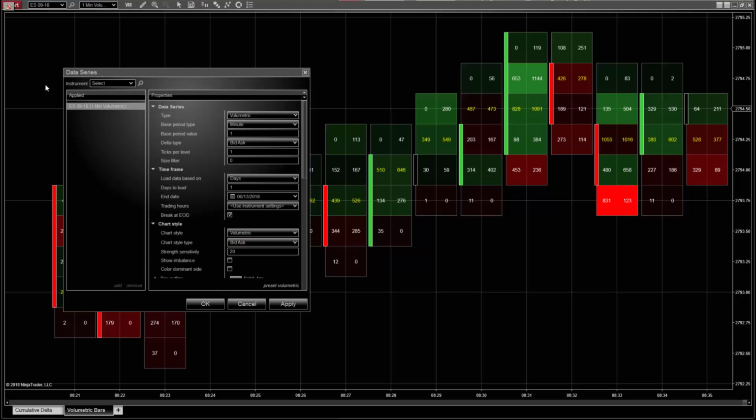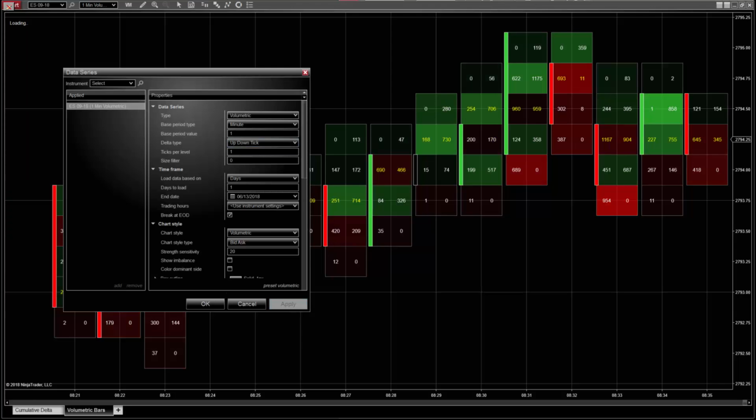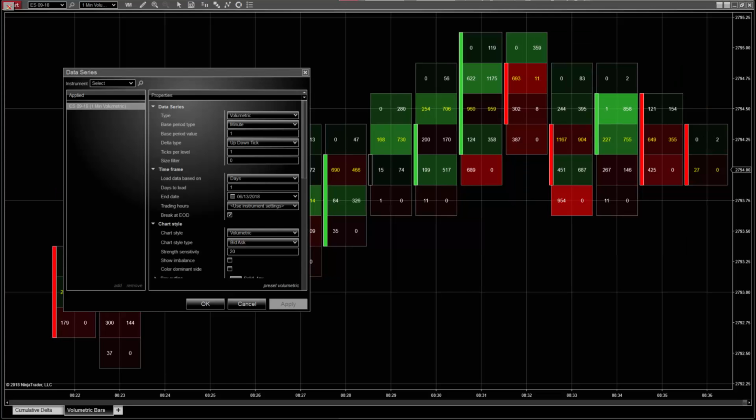With this set to up-down tick, this setting accumulates the volume of upticks versus downticks. Upticks are considered buying pressure, downticks are considered selling pressure. If the current tick price is the same as the previous tick price, the volume will be recorded at the same pressure of the previous tick. And I'm going to set that back to bid ask, and next we'll cover the chart style option.